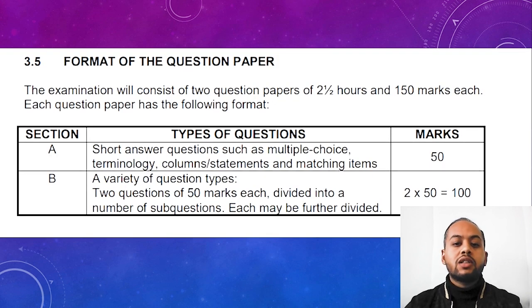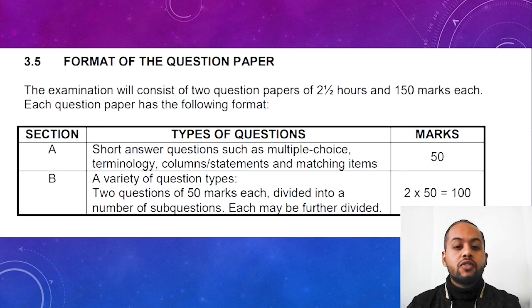If we have a look at the format of the question papers that you will be expected to follow this year, you will have 2 question papers that you will write at the end of this year, at the end of your grade 12 academic year. You will have a paper 1 and a paper 2, and each paper will be for a duration of 2 hours and 30 minutes. The total mark allocation allocated to each paper will be out of 150 marks. So the format of the question paper, the examination will consist of 2 question papers of 2 hours and 30 minutes each and 150 marks each.